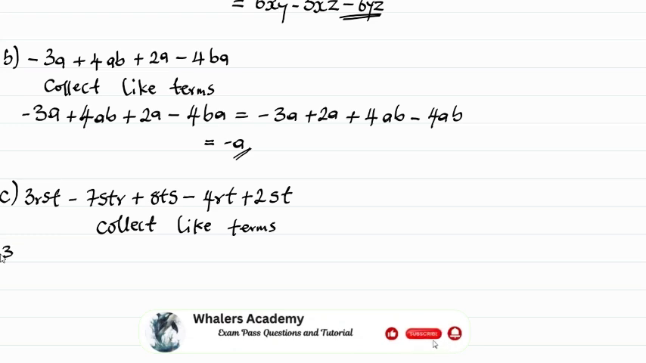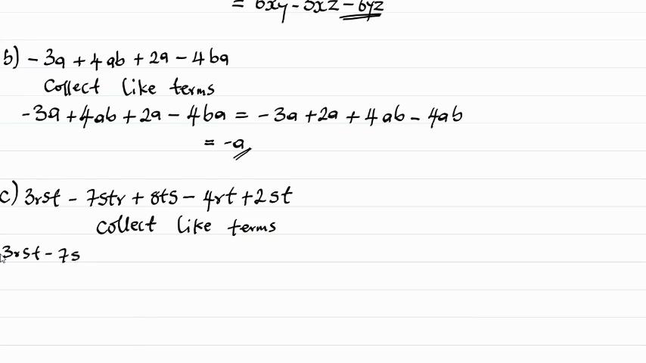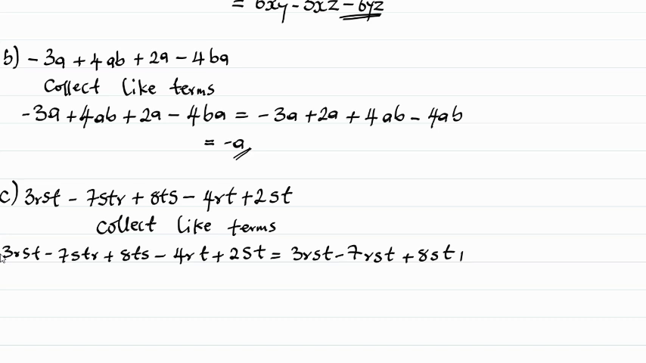Note our equation again, 3RST minus 7STR plus 8TS minus 4RT plus 2ST. Hence we have 3RST minus 7RST plus 8ST plus 2ST minus 4RT.